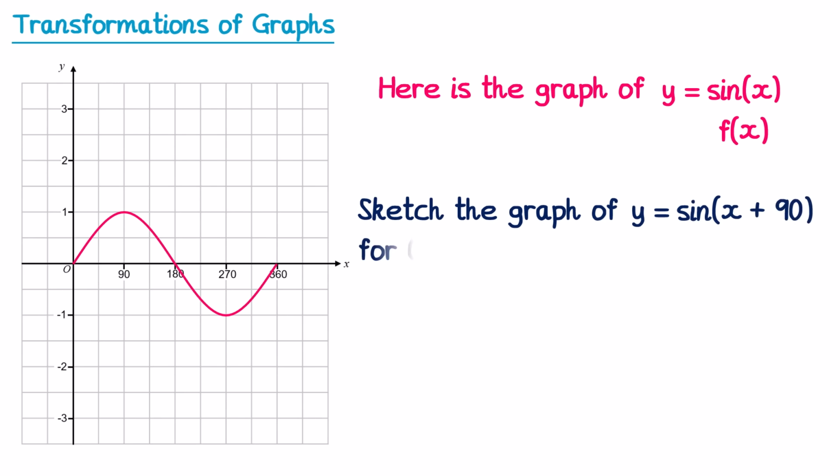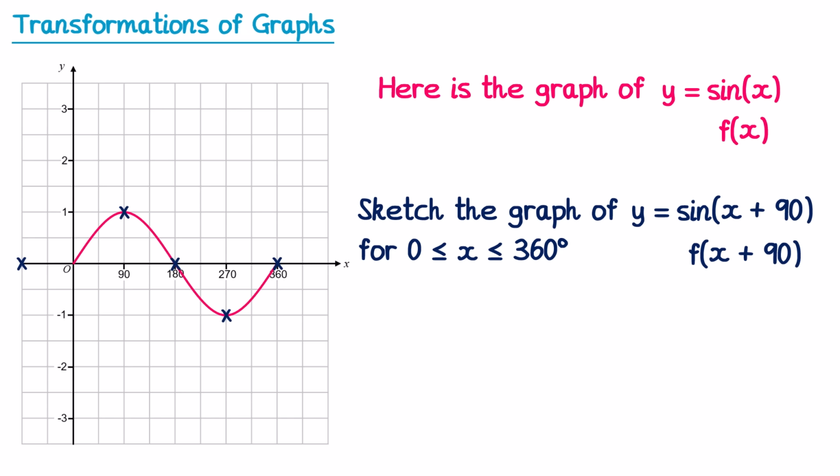So what if we were asked to sketch the graph of y equals sine of x plus 90? This time we're talking about changing the input of the function. The input x has been changed to x plus 90, so we have f of x plus 90. We know that when we add a number inside the function, it seems to do the opposite of what we might normally expect. So instead of moving to the right 90, we're going to move to the left 90. Let's take all of these key points and move them to the left 90. So this point here, 0, 0, will move to negative 90, 0.